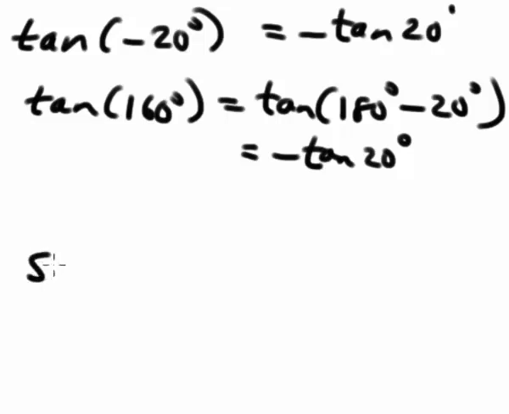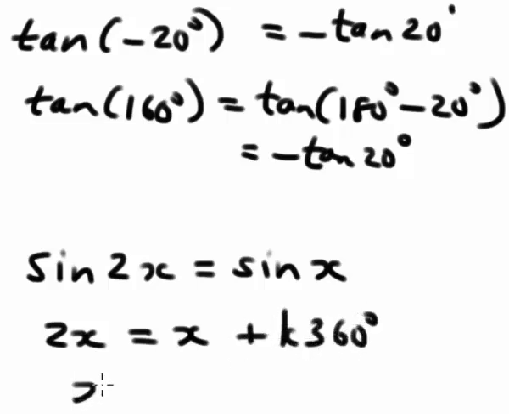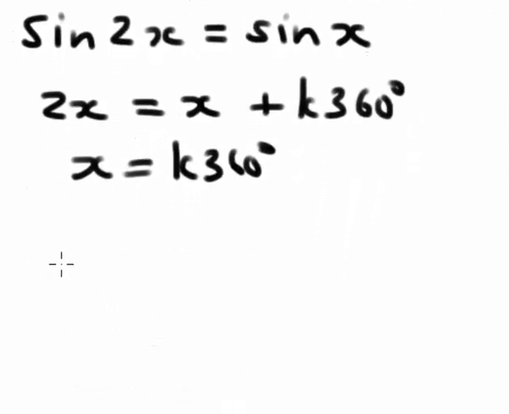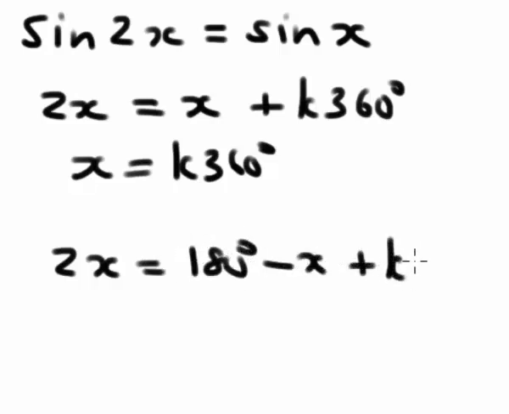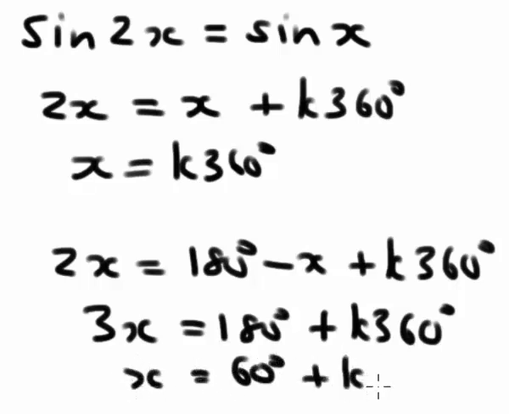Like say sine 2x, for example. If that equals sine x, where's the graph of sine 2x equals sine x? Well, you could simply drop the sines there and add k 360, which would give you x is equal to k 360. Or of course you can go 2x is equal to 180 minus x plus k 360. It works as well. So that gives you 3x is 180 plus k 360. Divide both sides by 3, and off we go. There we go, and those are the answers there.